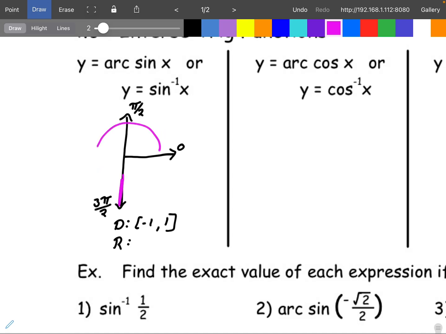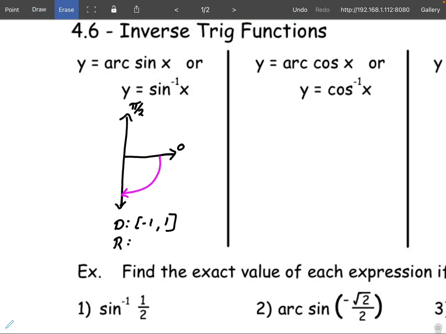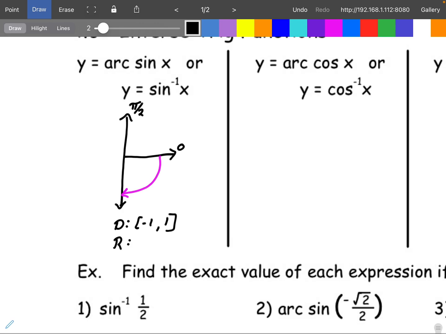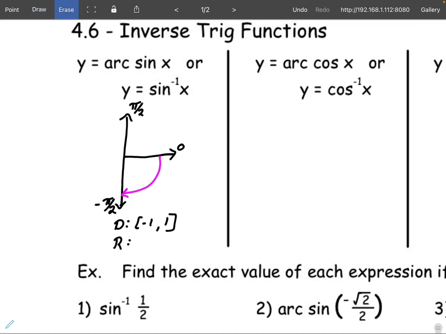So how do I get to this location if I can't go around in a positive direction? Well, instead, I'm going to have to go from here in a negative direction. And so if I'm going in a negative direction, that's no longer 3 pi over 2. It's going to be a negative pi over 2. So this is negative pi over 2.